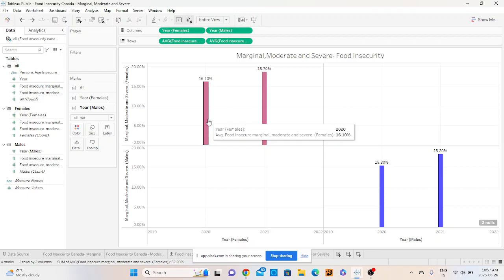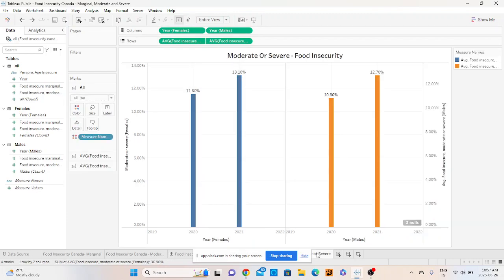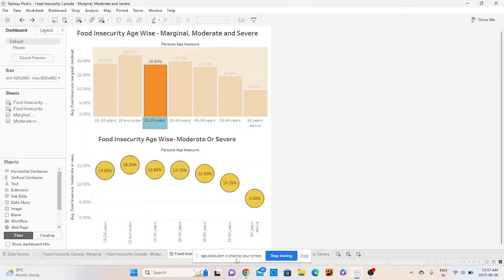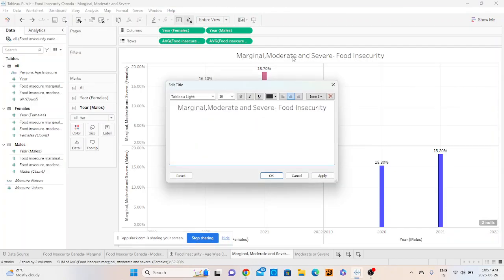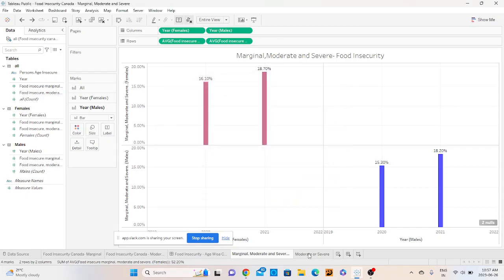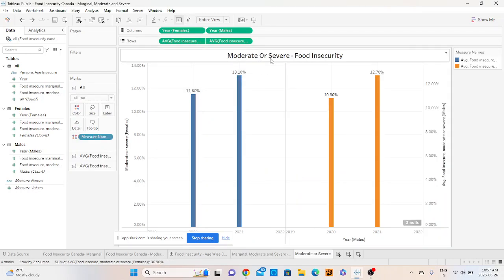Okay, and when you go to a different chart over here, it will again show the same but moderate or severe. The previous one was marginal, moderate and severe, and this is moderate or severe. This is actually how the data is.